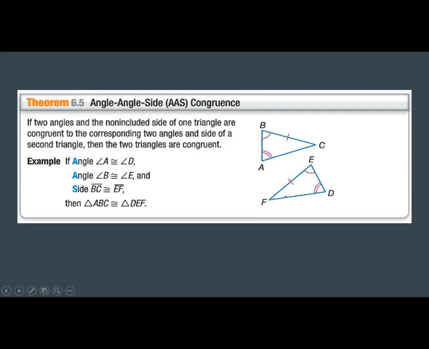Then we have angle, angle, side, also known as AAS, congruence. So same idea, if we know that angle A is congruent to angle D, and angle B is also congruent to angle E, and side BC is congruent to FE, we can see here that we have angle, angle, side. Perfect. So we know that our two triangles are congruent, our two triangles being triangle ABC and DEF. There we go.